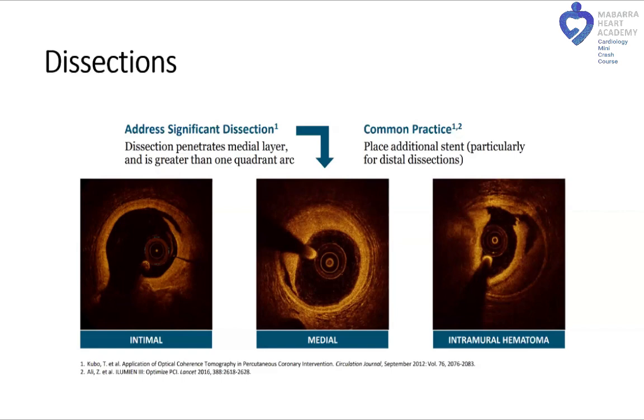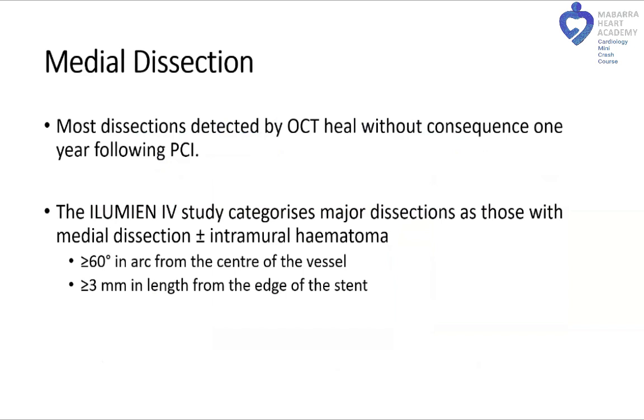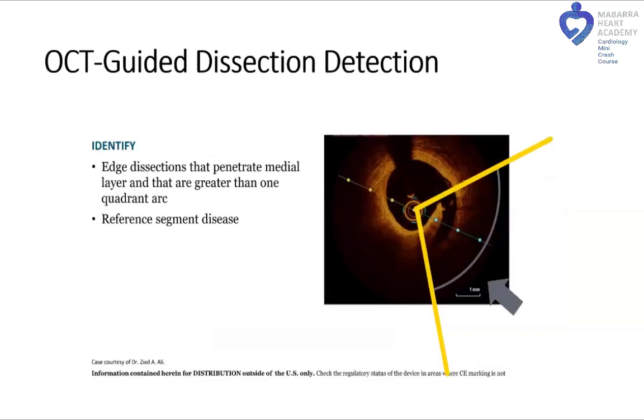So if you have a small dissection, or if the dissection does not involve the media, then you can leave it alone. However, if you realize that you have a significant dissection that extends into the media and is more than 1/4 arc of the vessel, then you need to cover this. And this is an example of an important dissection. As you can see, the dissection reaches the medial layer and is more than 1/4 arc of the vessel wall.